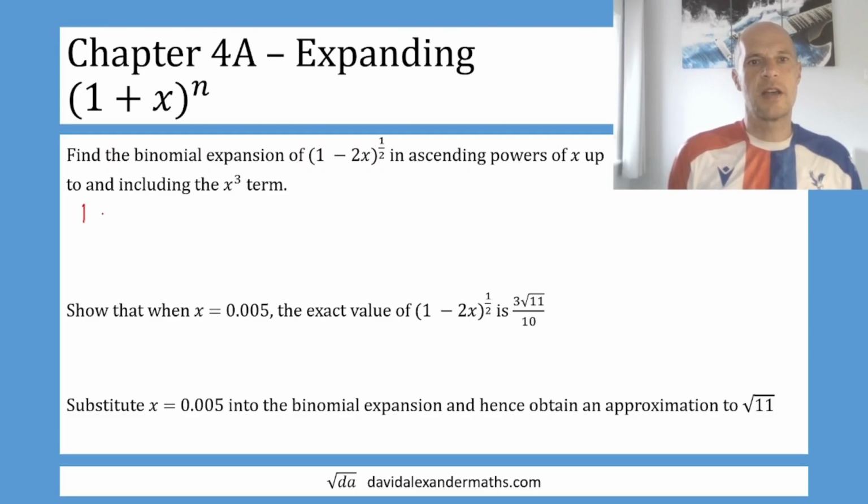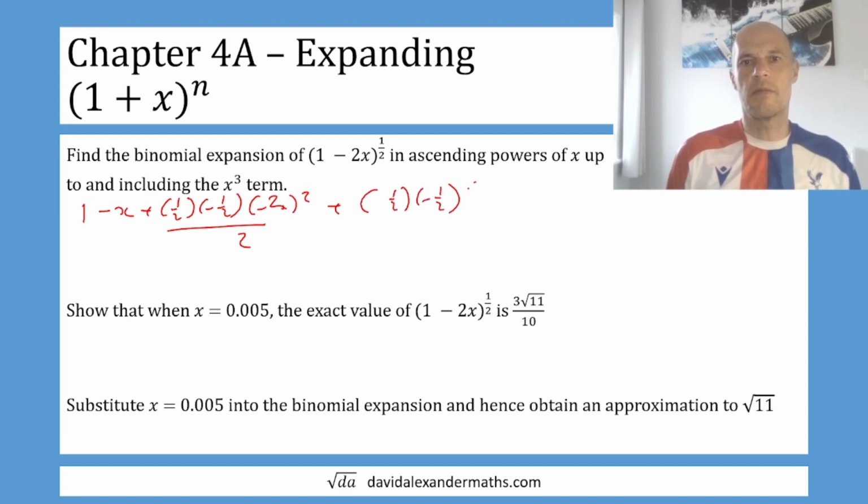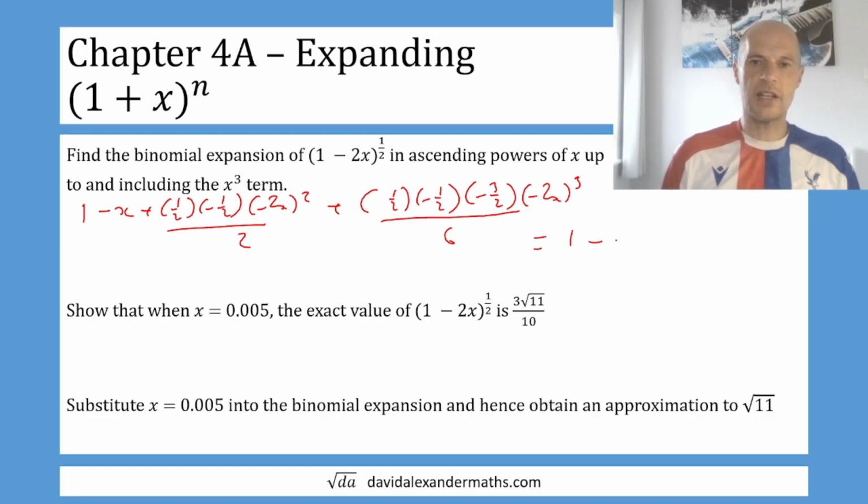So it's 1 minus 1x plus 1/2 times by negative a half multiplied by minus 2x squared all over 2 plus 1/2 minus 1/2 minus 3 over 2 negative 2x all cubed all over 6, and that will give us 1 minus x minus 1/2 x squared minus 1/2 x cubed.